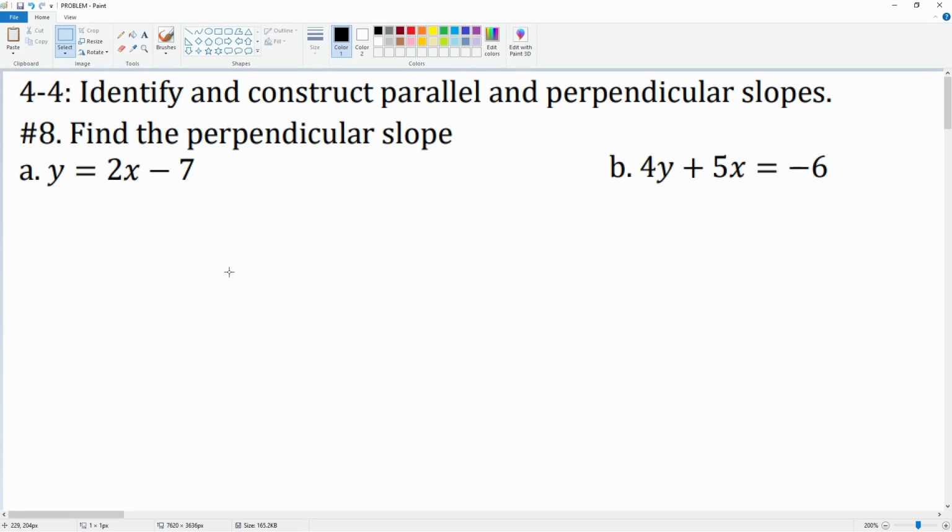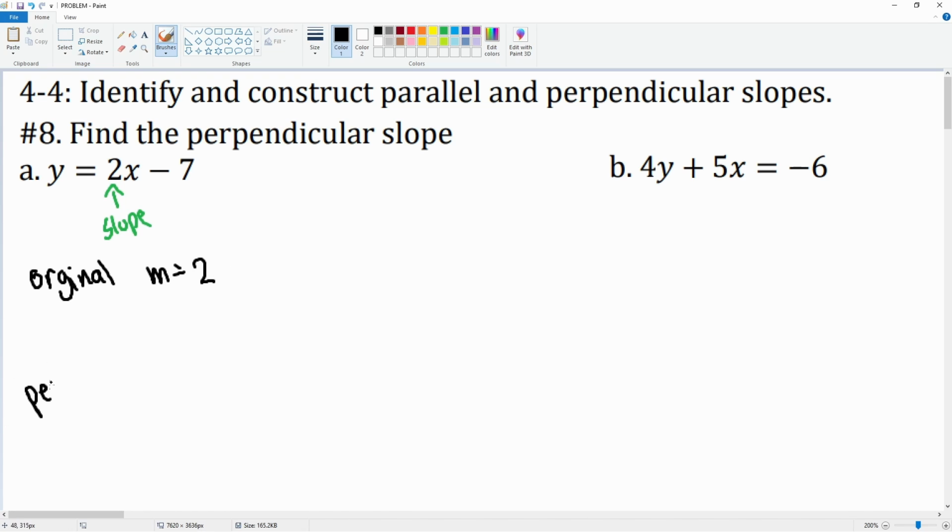4-4, you're going to identify and construct parallel and perpendicular slopes. For number 8, you're going to find the perpendicular slope here. Let's take a look. This for a, y is equal to 2x minus 7. We should already notice that this here is the slope. So all we can do here is just find its perpendicular slope. So the original slope, we can write the original m, which is going to be equal to just 2.